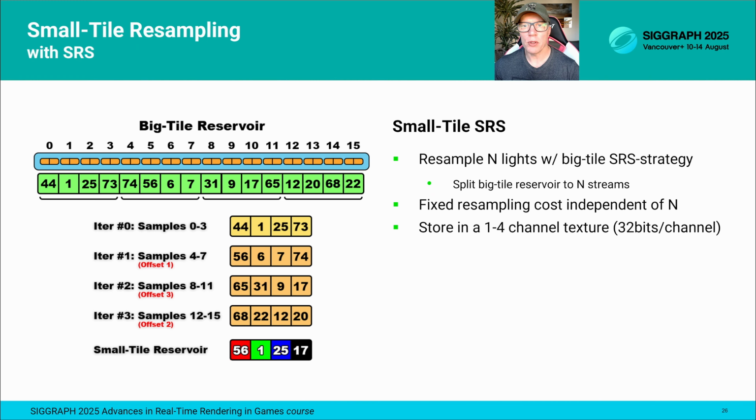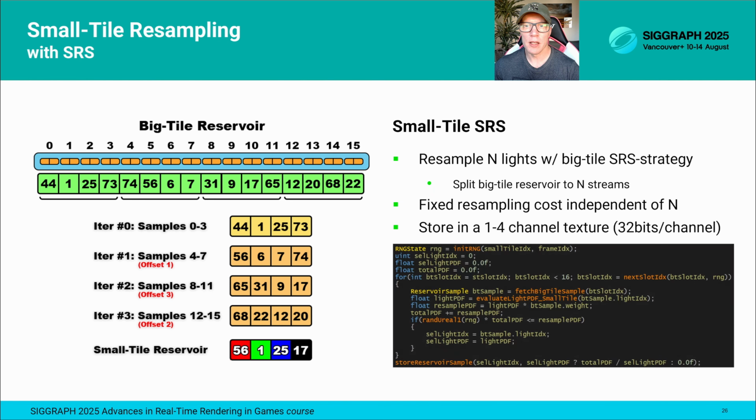It's possible to have more than 4 samples in the reservoir, but we max at 4 for performance and to fit the reservoir into 1 render target. For 1080p, this requires a 120 x 68 pixel render target, or from 32 to 128 kilobytes of memory, depending on the reservoir size. Here's a code snippet for the small tile reservoir slot resampling with SRS.